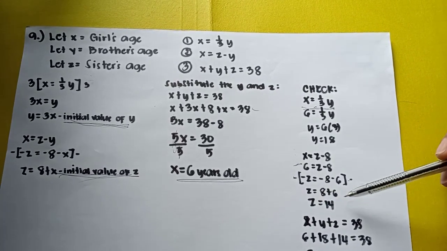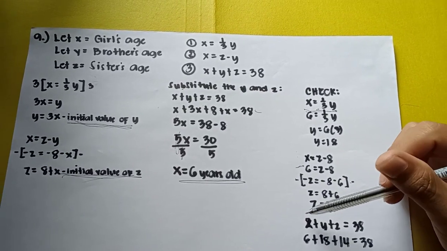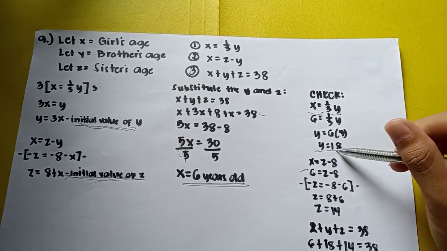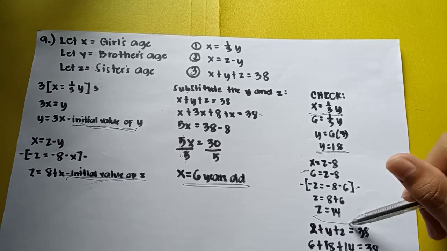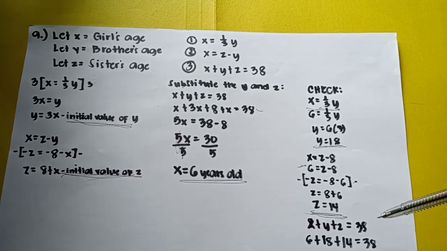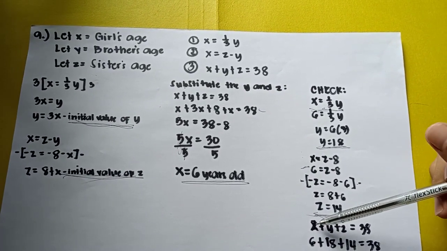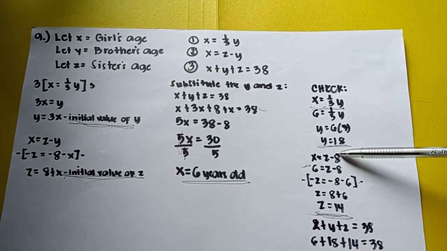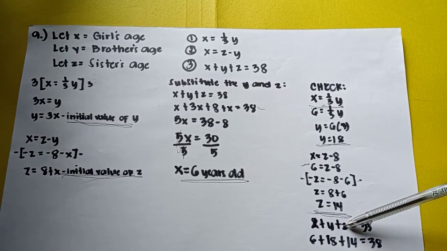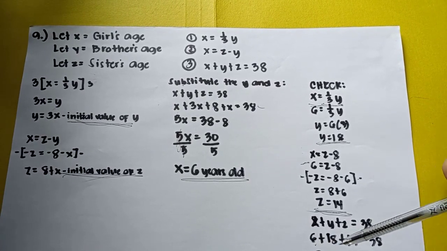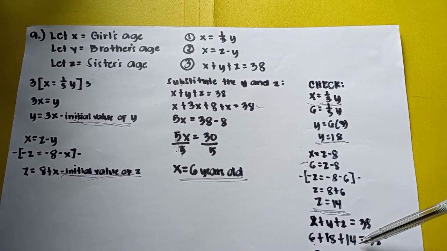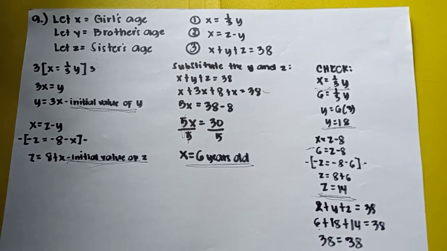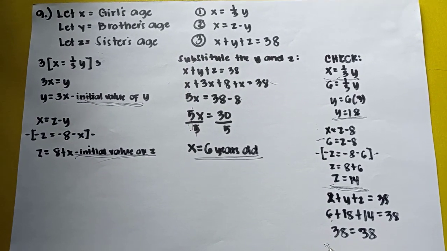Z equals 14. So we already have the value of our Y, which is 18, and the value of our Z, which is 14. So we will add X, the value of which is 6, and the value of Y, which is 18, and the value of Z, which is 14. 6 plus 18 plus 14 equals 38. So 38 over 38, the answer is correct.